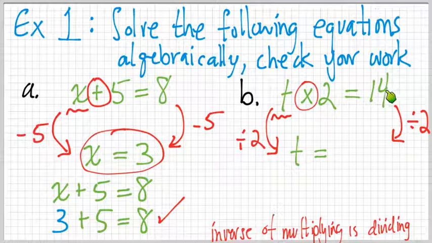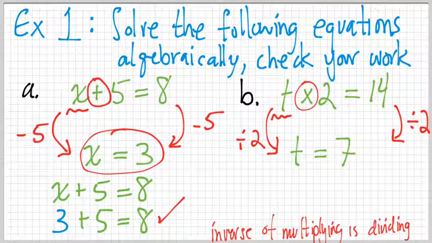But we have to do 14 divided by 2 as well. We have to do it on both sides. So 14 divided by 2 is 7. Okay, now let's check our work.